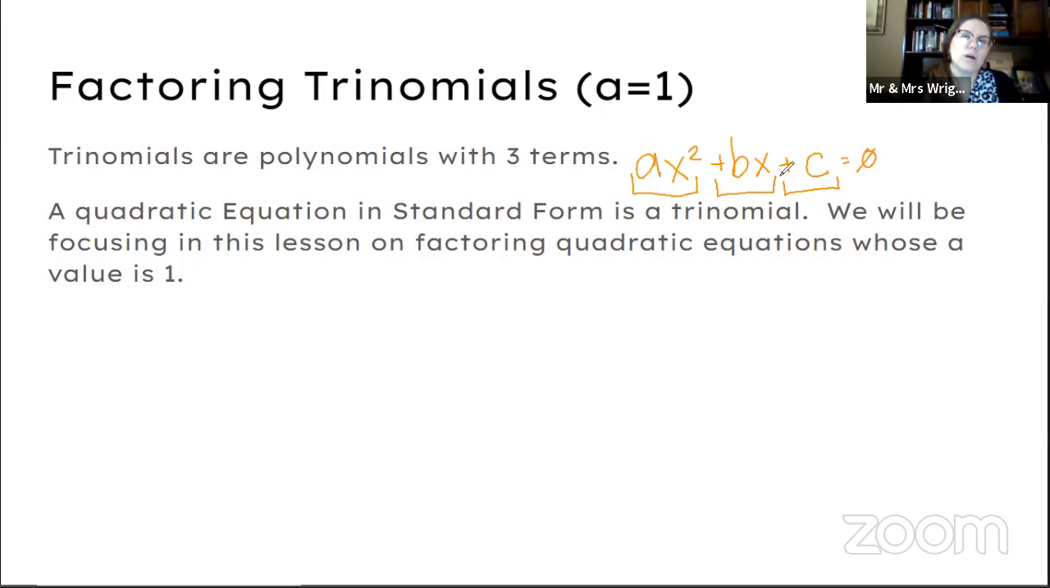So all quadratic equations are going to be trinomials, even if you're missing, like, say, the constant, because you could always put plus 0 in for that if you wanted to, right? And so a quadratic equation in standard form is a trinomial. We'll be focusing in this lesson on factoring quadratic equations whose a value is 1.